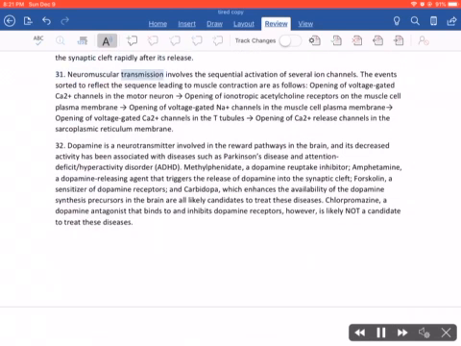31. Neuromuscular transmission involves the sequential activation of several ion channels. The events sorted to reflect the sequence leading to muscle contraction are as follows: opening of voltage-gated Ca2+ channels in the motor neuron, opening of ionotropic acetylcholine receptors on the muscle cell plasma membrane, opening of voltage-gated Na+ channels in the muscle cell plasma membrane, opening of voltage-gated Ca2+ channels in the T-tubules, opening of Ca2+ release channels in the sarcoplasmic reticulum membrane.